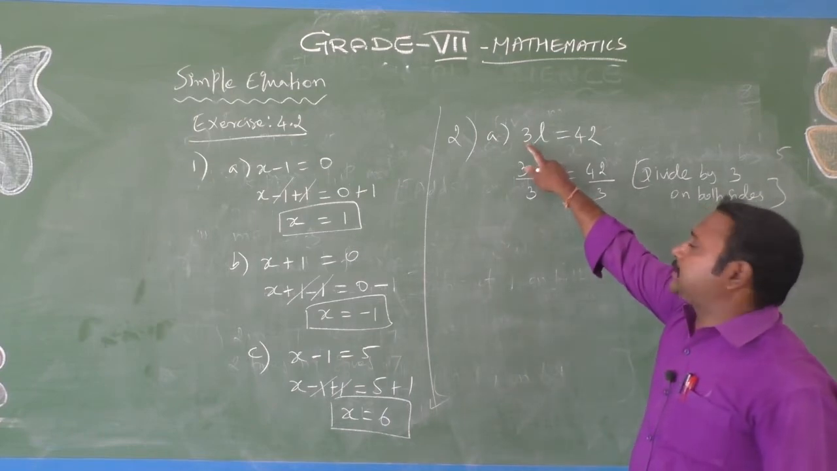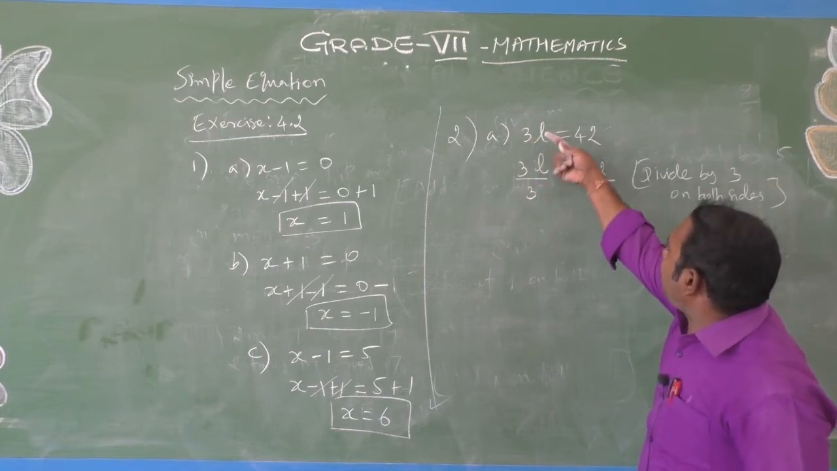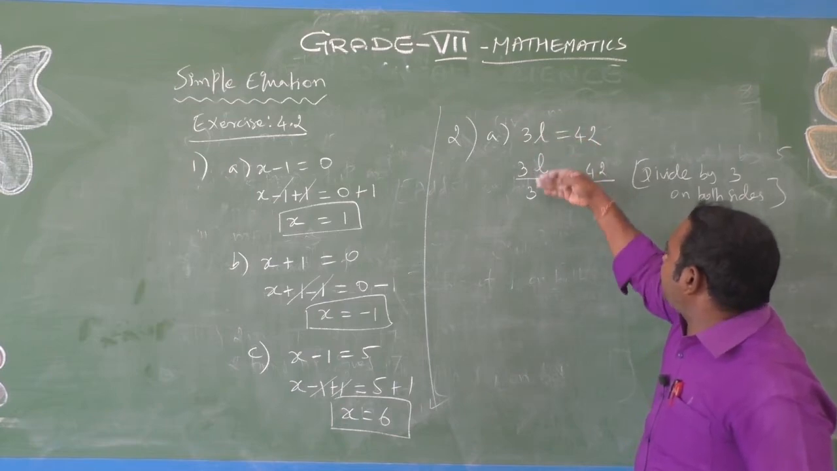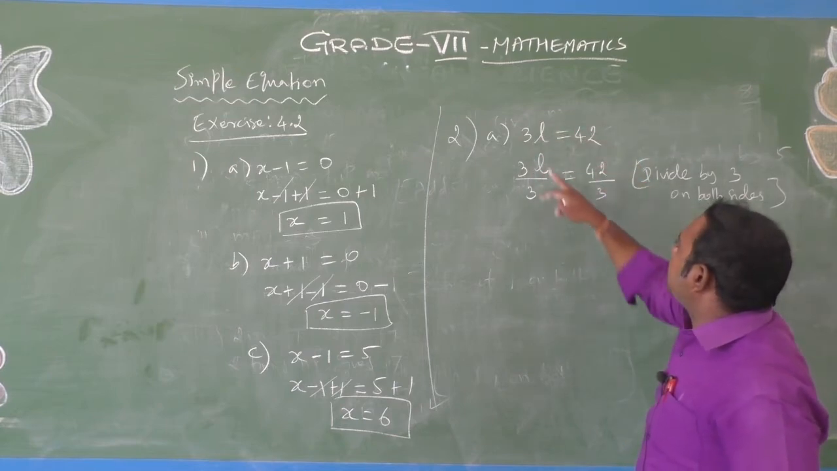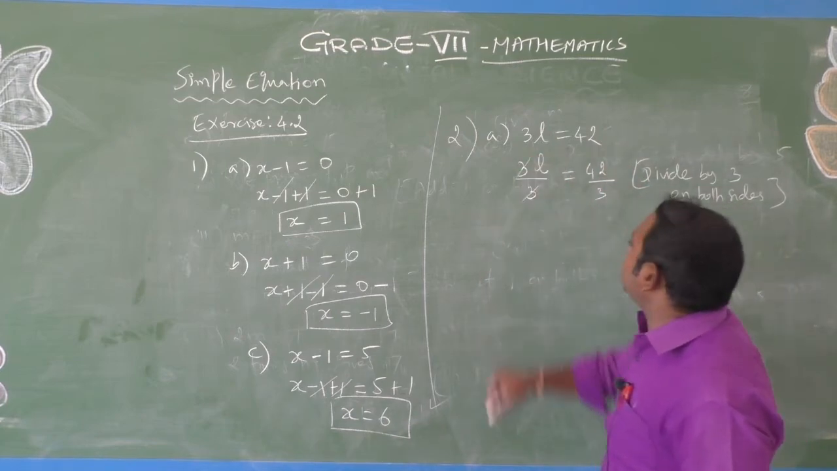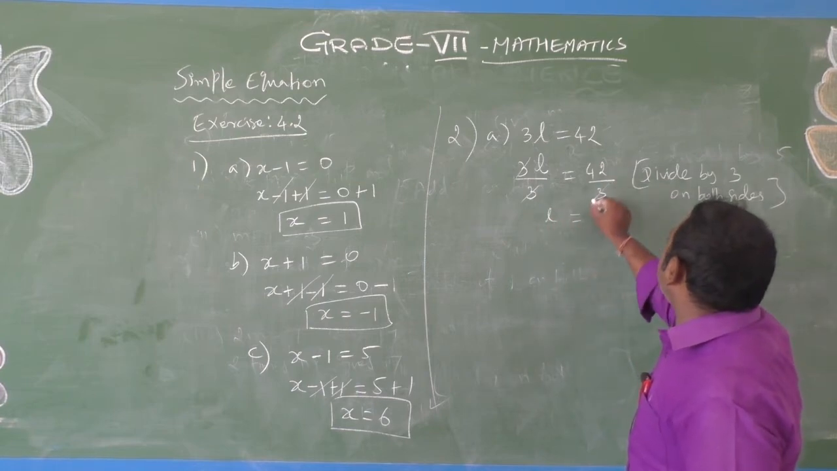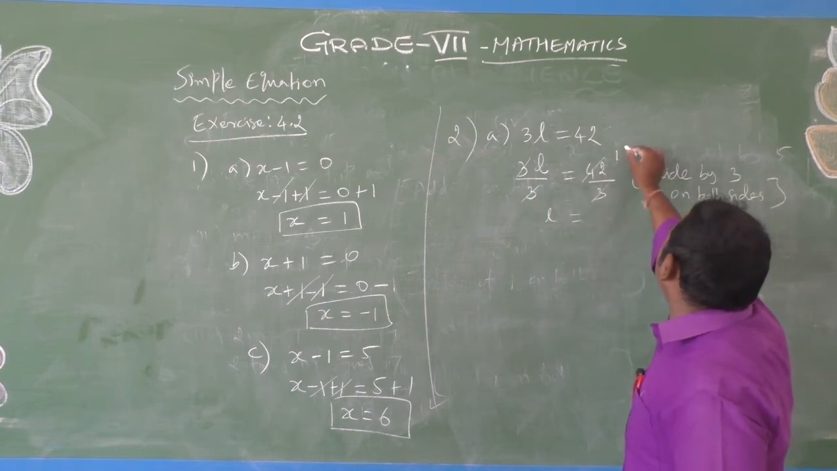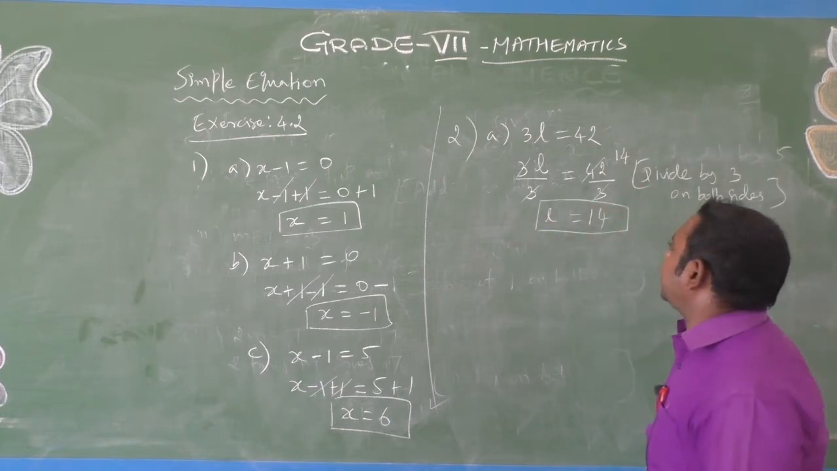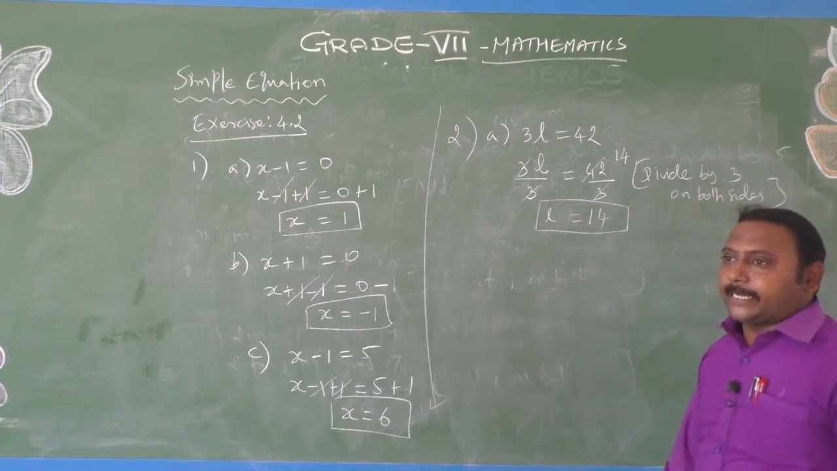We have multiplication, so multiply by 3 we have. The opposite of multiplication is divide, so we just divide on both sides. So 3L by 3 is equal to 42 by 3. Then both the 3s will be cancelled. So L is equal to 42 by 3. 3 ones are 3, 3 fours are 12, so 14. L is equal to 14 is the answer.